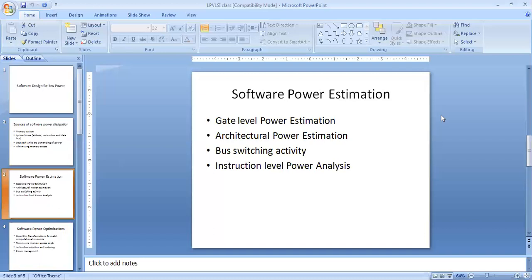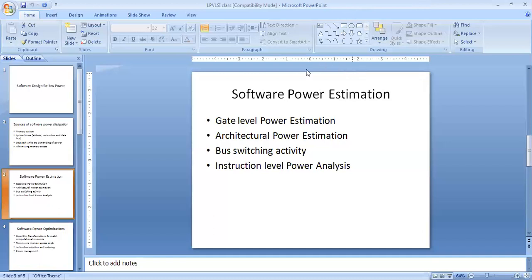The third one is bus switching activity. Bus switching activity is another indicator of software power based on a simplified model of processor power dissipation. Bus switching activity can be estimated based on the sequence of instruction opcode and memory address. So bus switching activity also we have to monitor, and it can be estimated based on the instruction opcode and memory address.